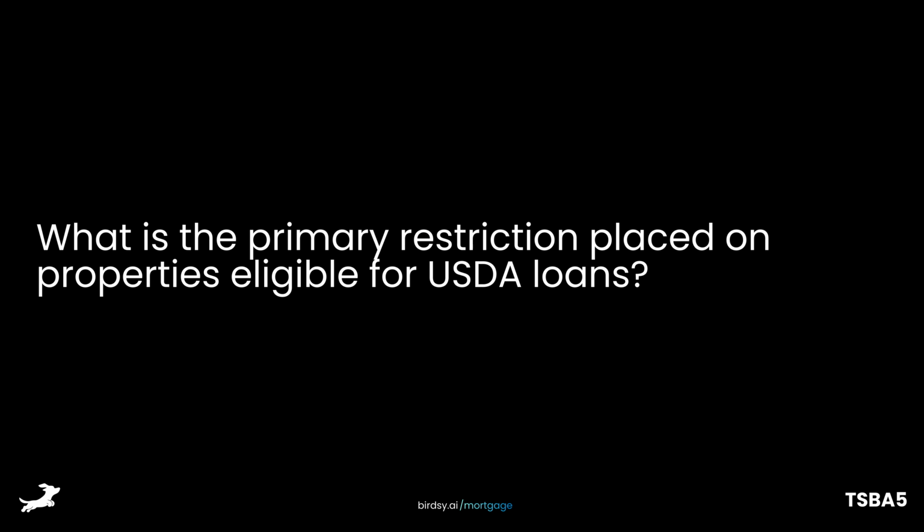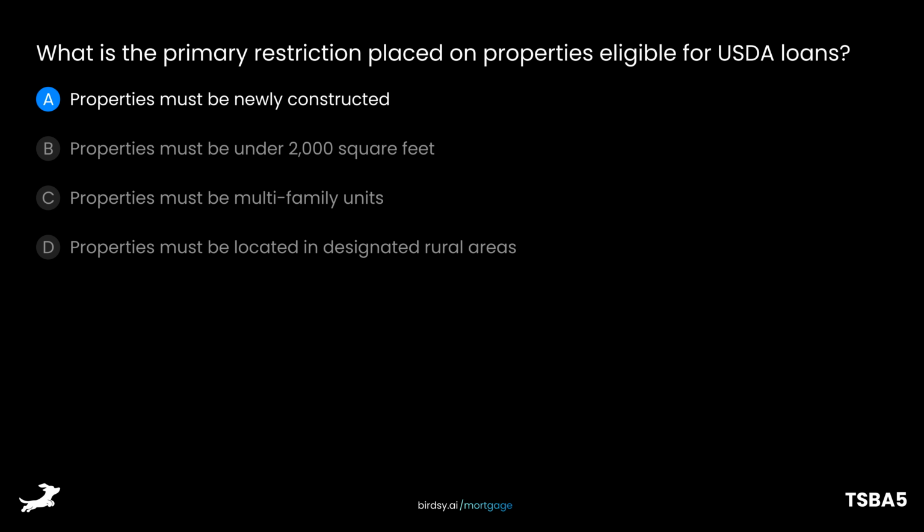What is the primary restriction placed on properties eligible for USDA loans? Is it A, properties must be newly constructed? B, properties must be under 2,000 square feet? C, properties must be multifamily units? Or D, properties must be located in designated rural areas? The answer is D, properties must be located in designated rural areas.